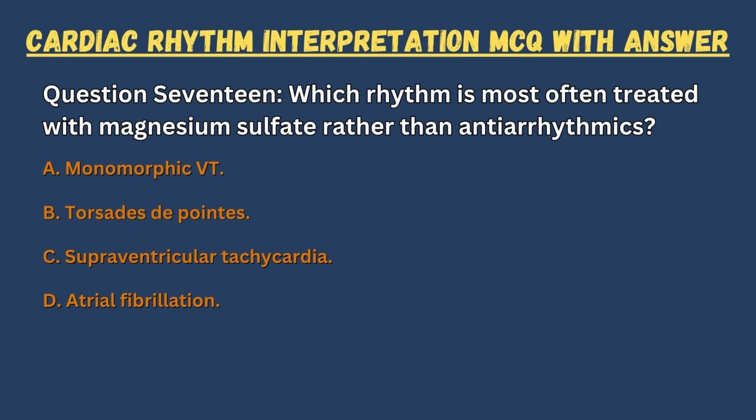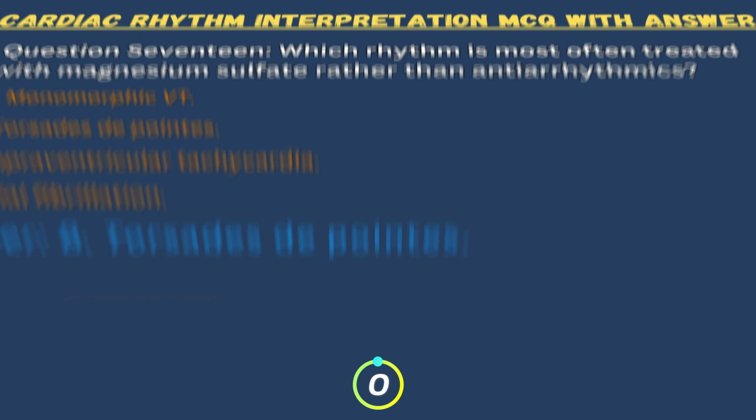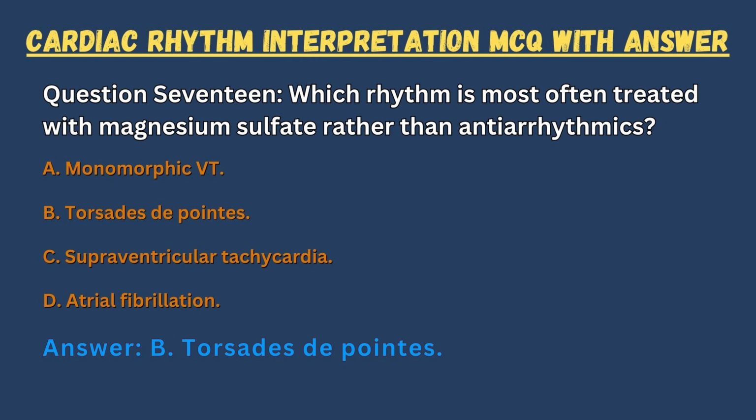Question 17. Which rhythm is most often treated with magnesium sulfate rather than antiarrhythmics? A. Monomorphic VT. B. Torsades de pointes. C. Supraventricular tachycardia. D. Atrial fibrillation. Answer: B. Torsades de pointes.